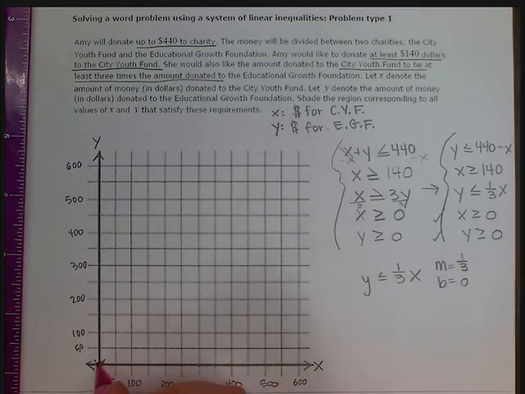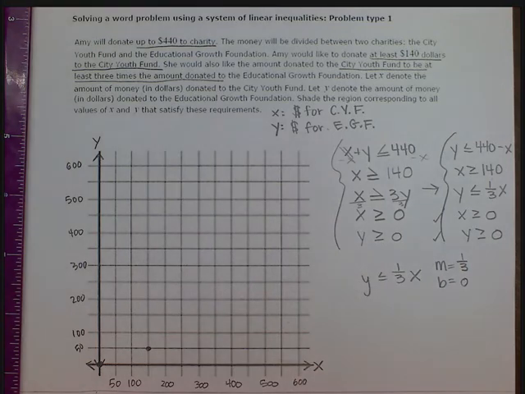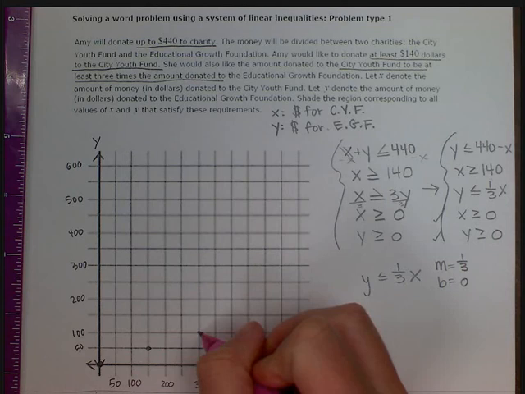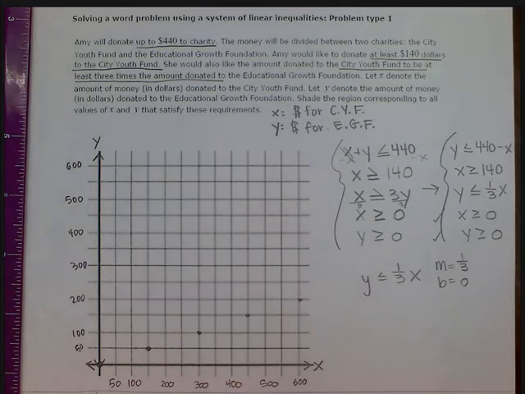So we're going to go up 1, or 50, and over 3, or 150. So it's the same ratio, even though we're going up by 50s instead of just 1. So I'm going to go up 1 over 3, up 1 over 3, up 1 over 3. The more dots you put, the more accurate your graph will be.